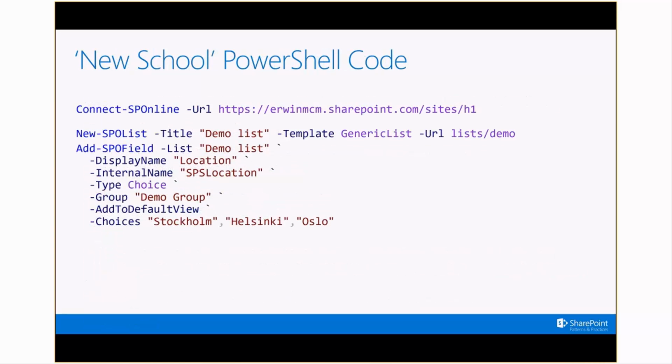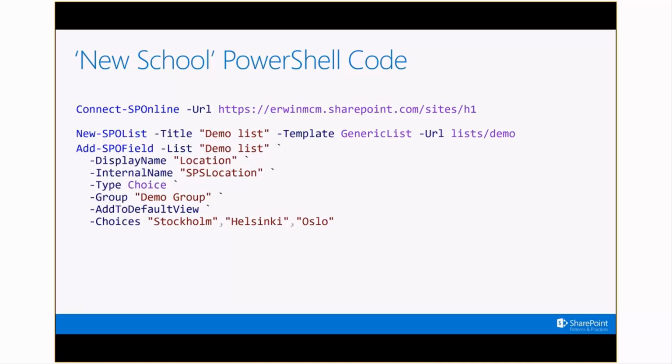This is the same. The outcome is the same. So here I connect to the site, Connect-SPOnline. Then I create a new list called demo list, which is a generic list, and its URL is lists/demo, and then I add a field to it with a display name, an internal name, a choice field with a couple of options there. And this is all there is to it.